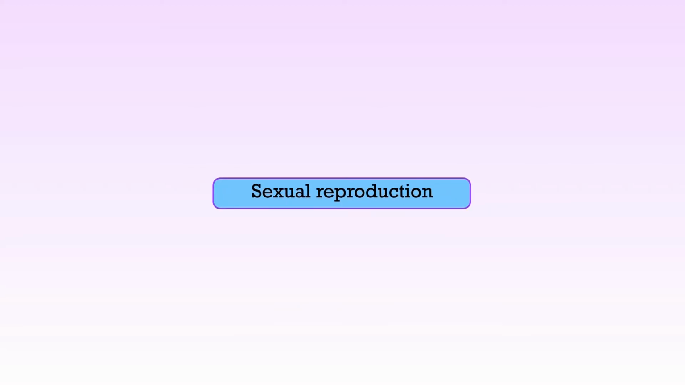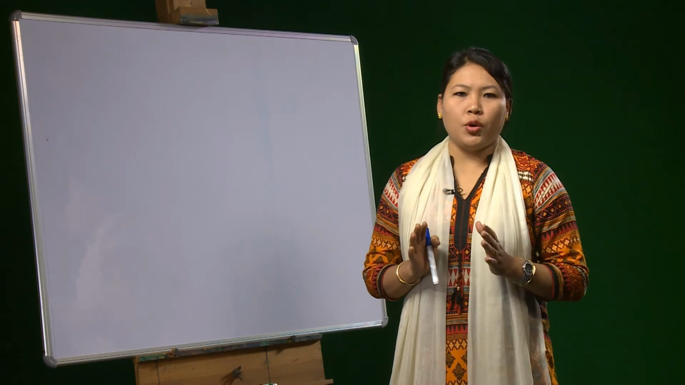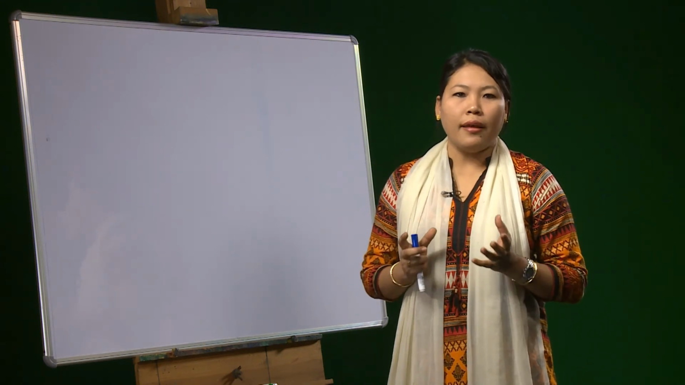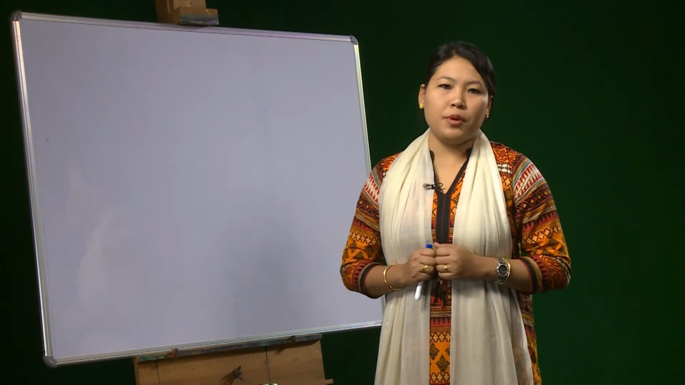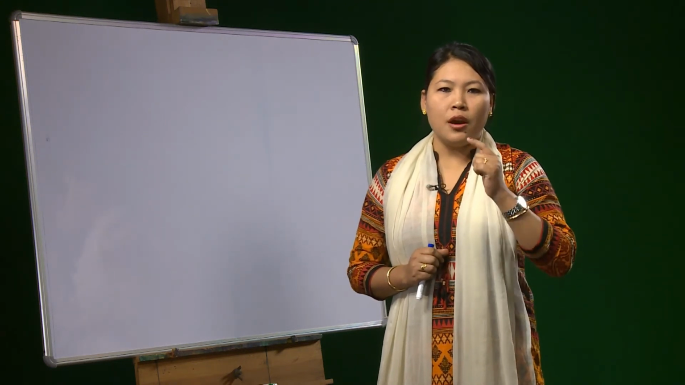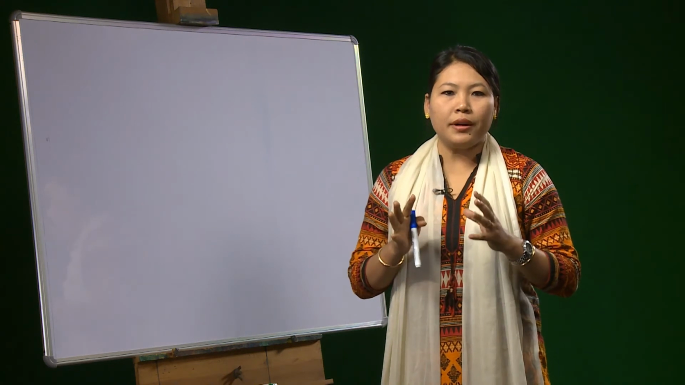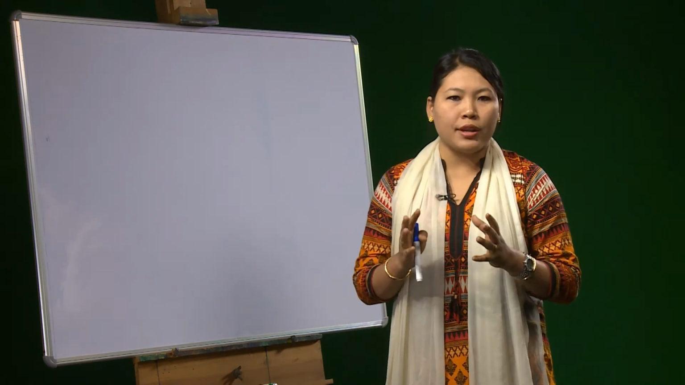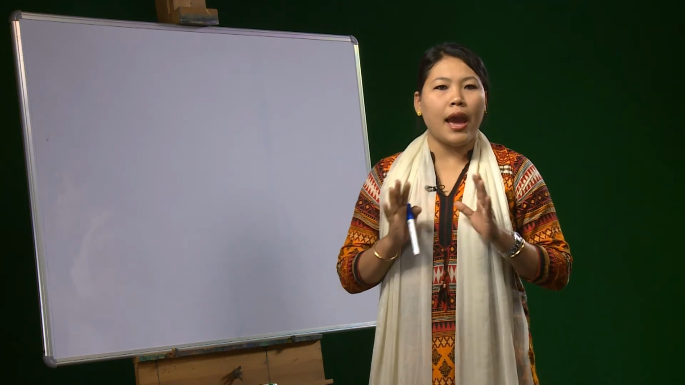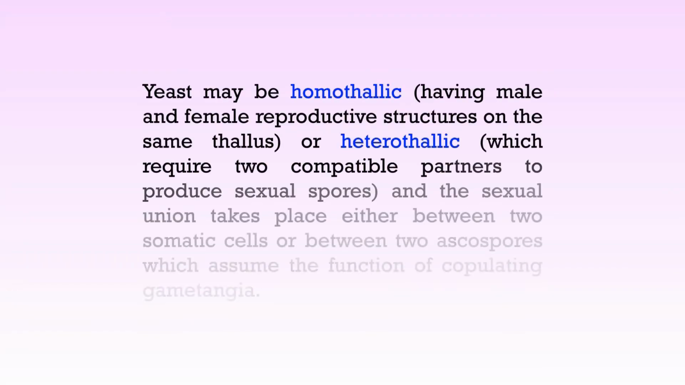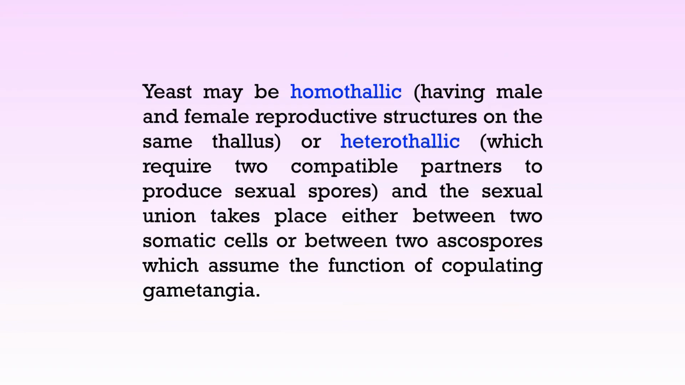Now we'll come to the sexual reproduction. Yeast cells also reproduce sexually under unfavorable conditions. In this type of reproduction, the reproductive organs, that is, the antheridia and the oogonia, are absent. Yeast may be homothallic or heterothallic.